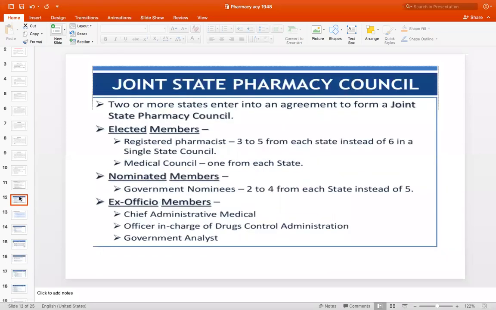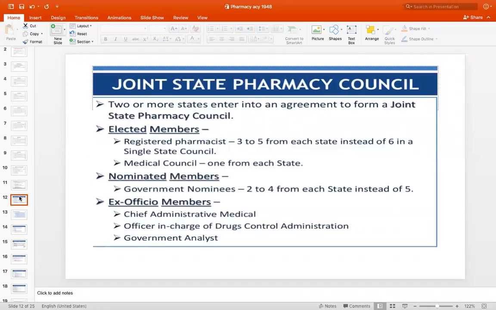Next comes Joint State Pharmacy Council. The name itself says what it is: joint state. So 2 or more states come into agreement to run as a joint state pharmacy council. Here also the same classification: elected member, nominated member, and ex officio member. But the people who are present here are different.